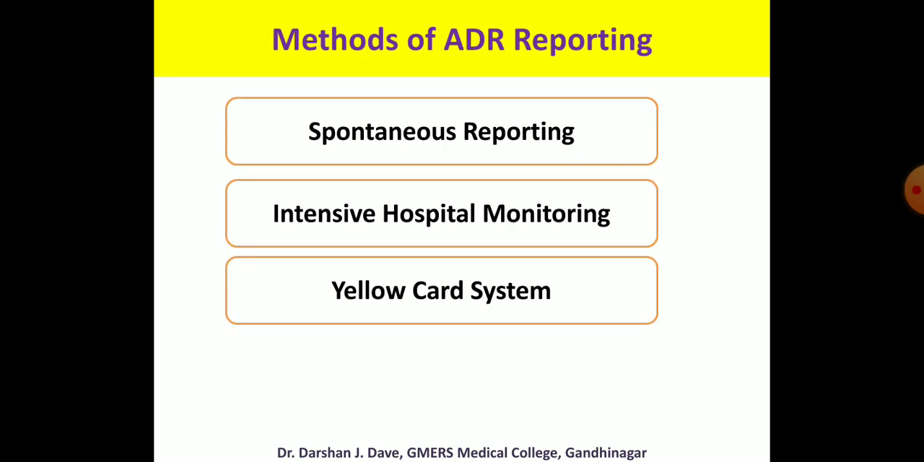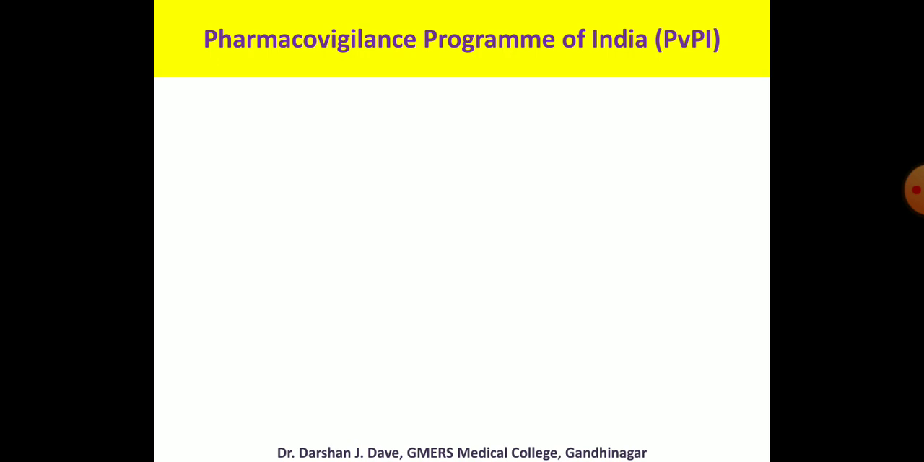pvpi.ipcindia@gmail.com. Now there are different methods of ADR reporting, as I have told you, and different countries follow different patterns, like spontaneous reporting, intensive hospital monitoring, the yellow card system in the UK, and many more. But here we are not going to discuss all this. You just need to know that there are different methods of ADR reporting, and in India we are following spontaneous voluntary reporting of suspected adverse drug reactions.